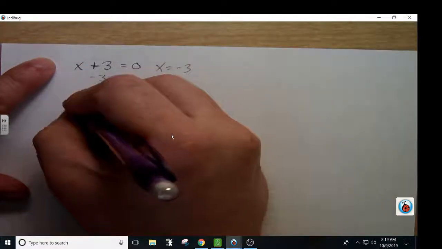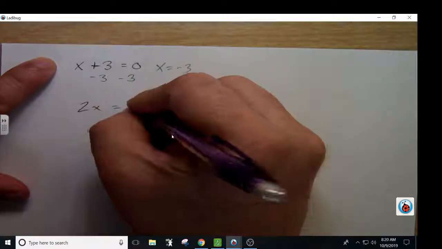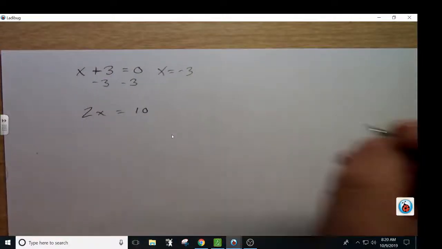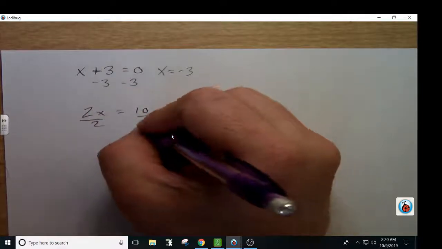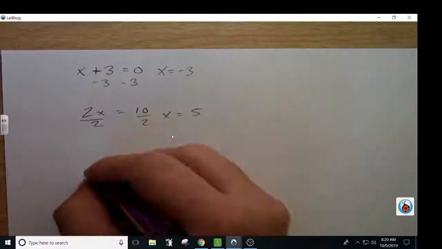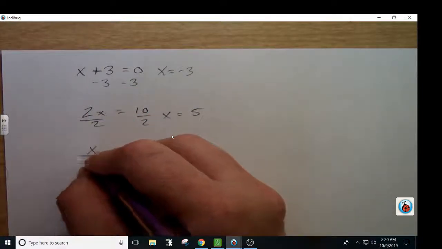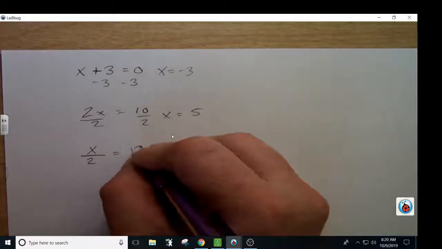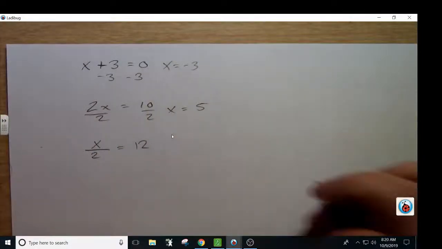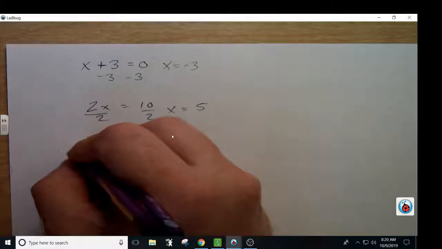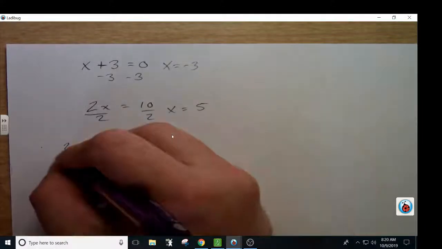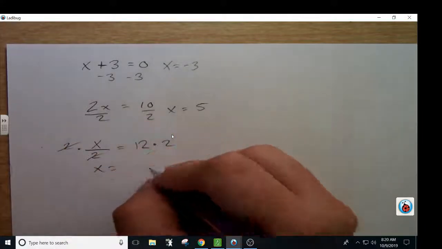What would you do here? Divide it, right? What about this one? Yep, because this is being divided, right? So you times 2. Those always cancel out, so x equals 24, okay?